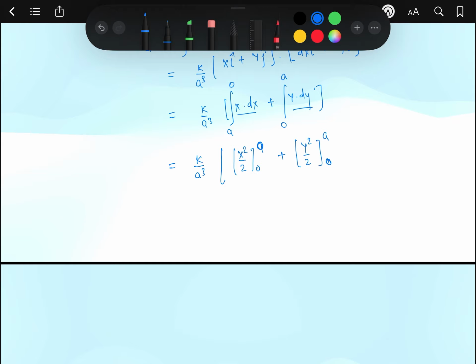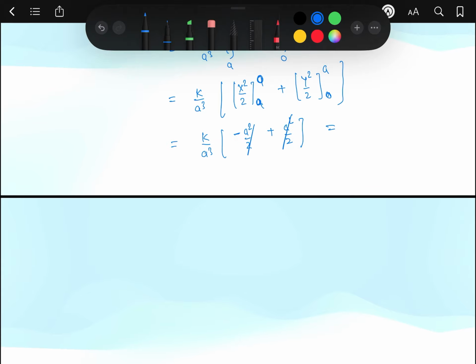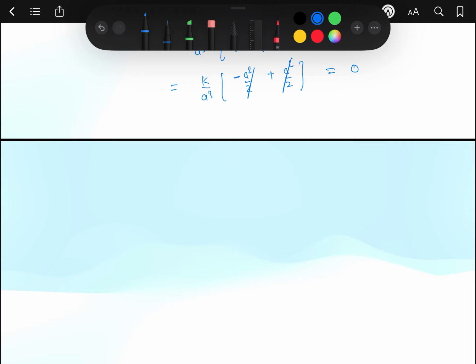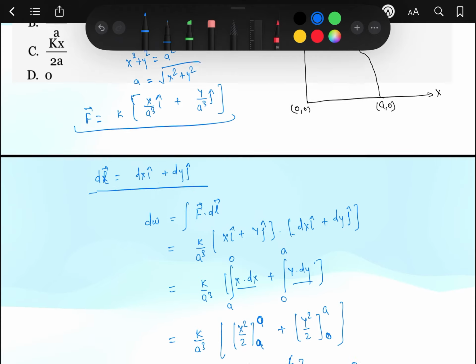And these limits are from a to 0 for x, okay. When we solve it, this equation will be equal to k by a cube, and this will be equal to negative of a square by 2, plus a square by 2. So this will be cancelled out and the value of work done will be equal to 0 here, okay. So work done by this force will be 0 along this path from taking the particle from the point a comma 0 to 0 comma a, okay.